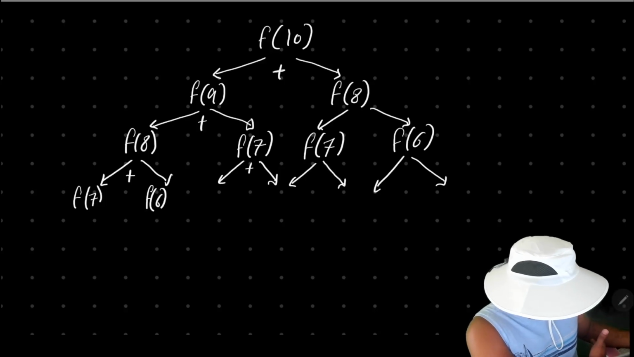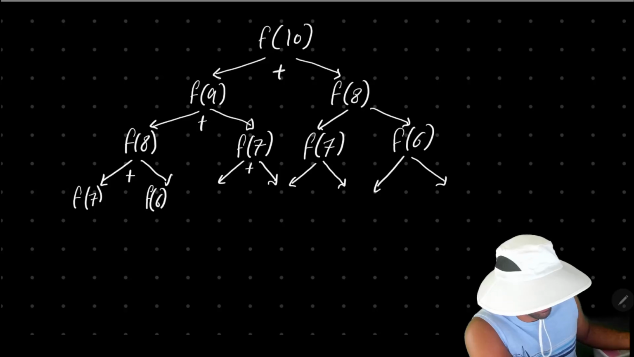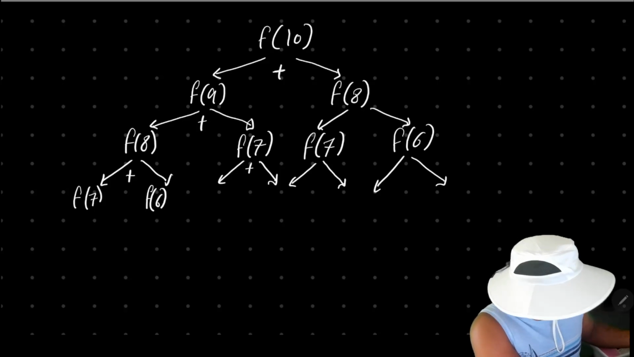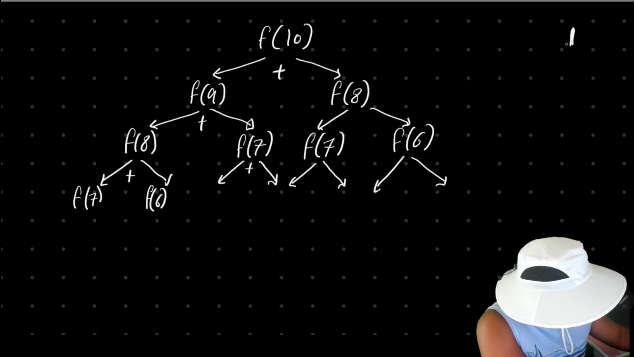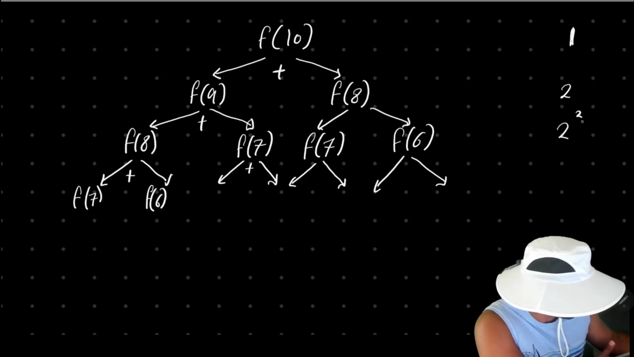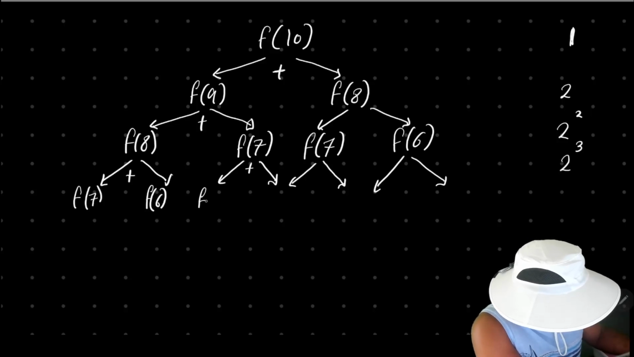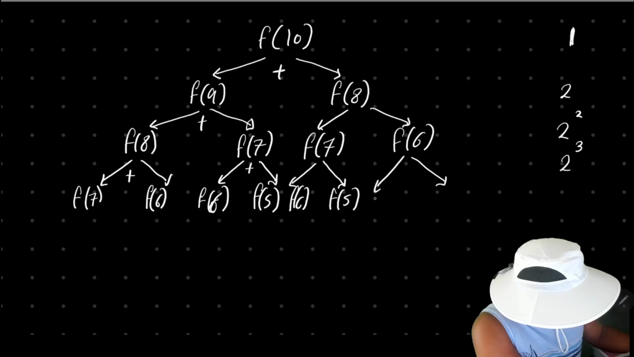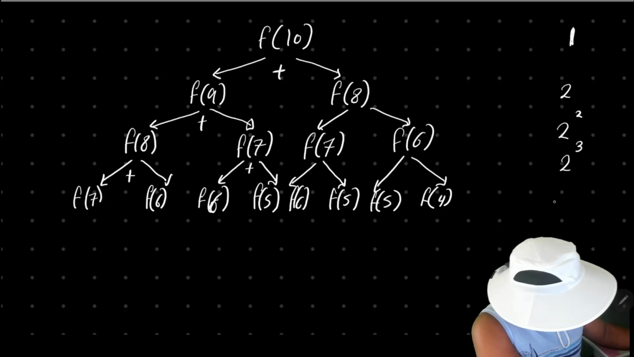If you were to think about it, what would be the runtime here? Well, you're making one function call in this top layer, and then below it, 2 function calls. And then 4 function calls, which I'm going to write as 2 power 2, which is 4. And then you can guess, the next one will be 8, 2 power 3. 8 function calls: you're going to have f of 6, f of 5, f of 6 again, f of 5, f of 5, and f of 4. It'll be 8.